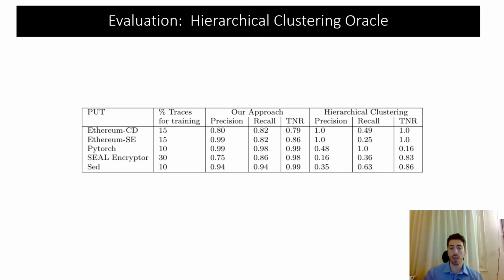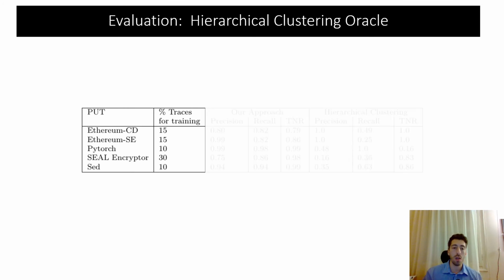Now let's take a look at the full table of the results of our implementation and how they compare to the hierarchical clustering approach. First of all, as you can see, we use on average just 15% of the total traces for training, which in a real setting means that the developer would have to manually label as pass or fail just 15% of the total traces and classify the remaining 85% effectively using our model.